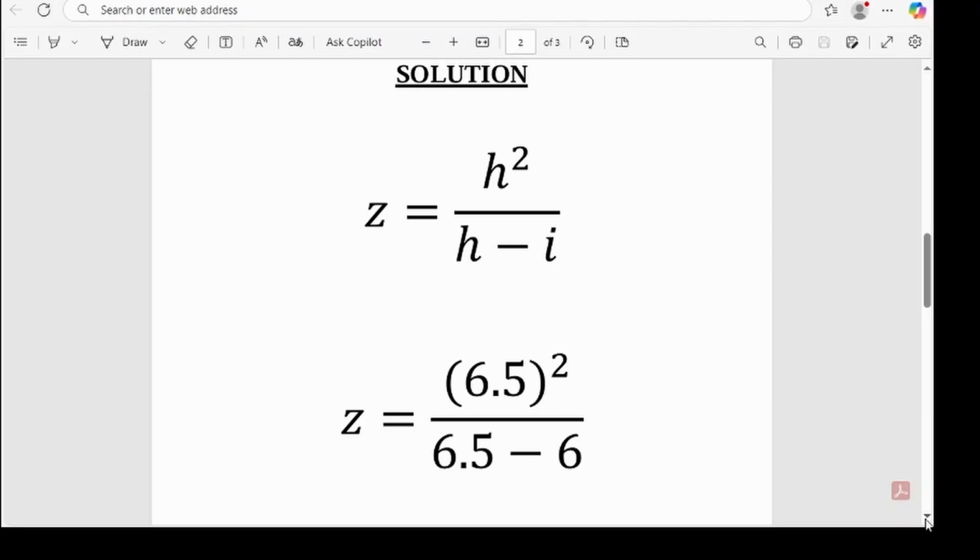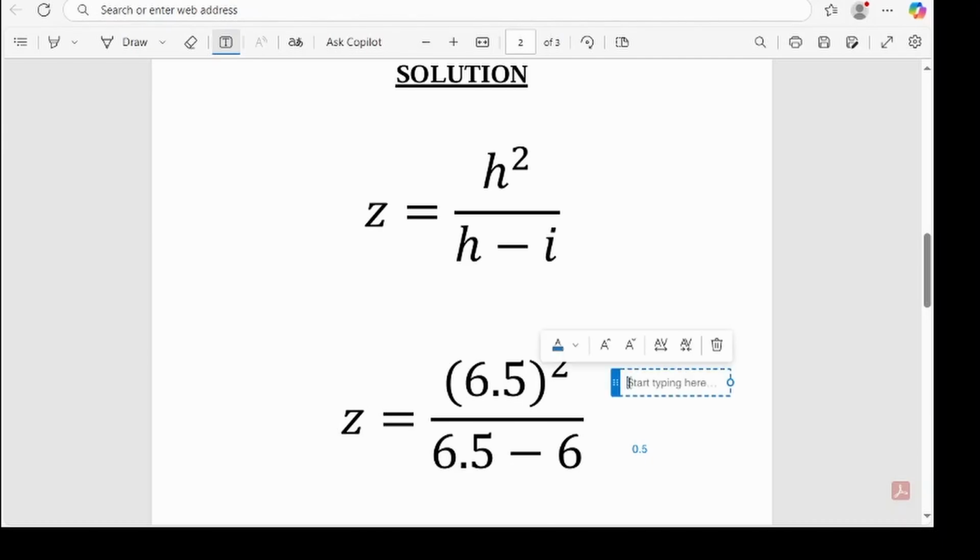So when you insert the values into the expression, you're going to get z equals 6.5 squared divided by the denominator, 6.5 minus 6, right? So 6.5 minus 6 would give you 0.5, right? 0.5. That's for the denominator.